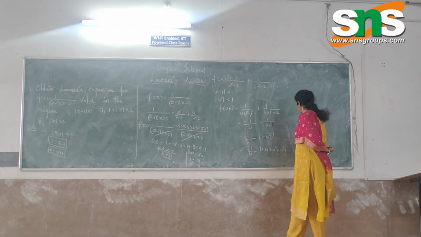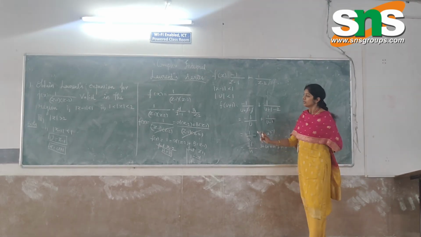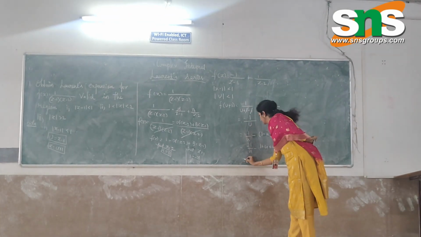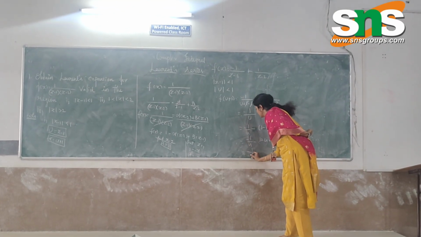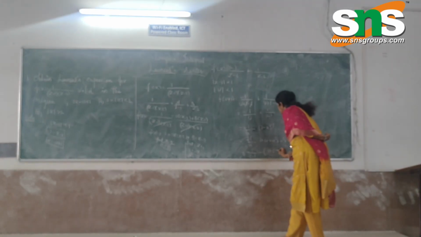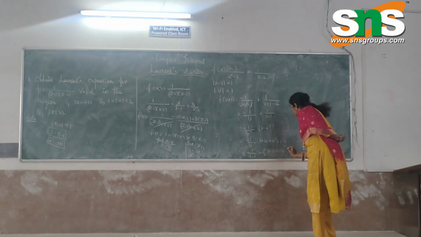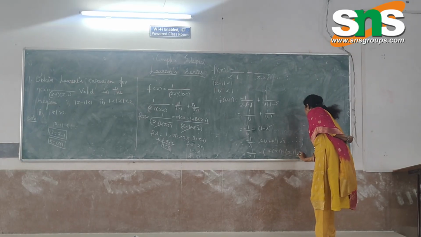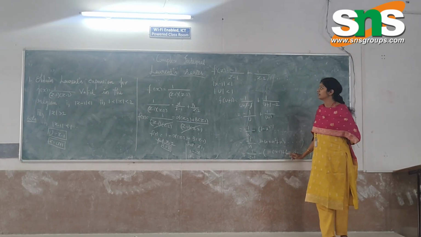After completing this, we replace u by what we have, u equal to z minus 1. So finally we can write minus 1 by z minus 1 minus of (1 plus (z minus 1) plus (z minus 1) the whole square and so on). So this is the first region's Laurent series.